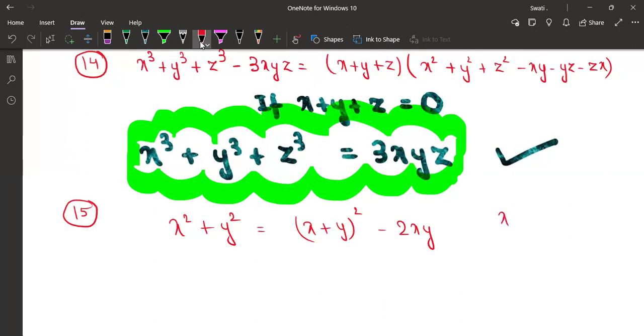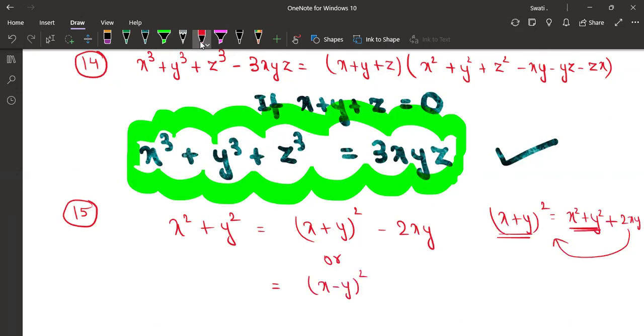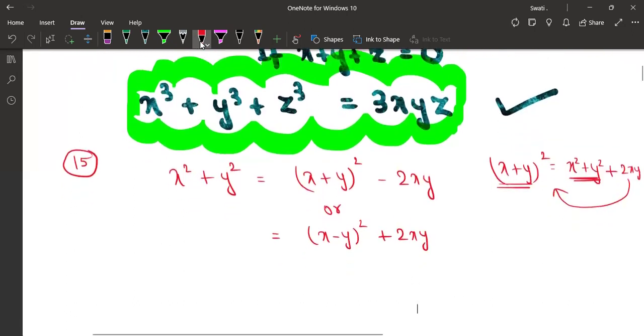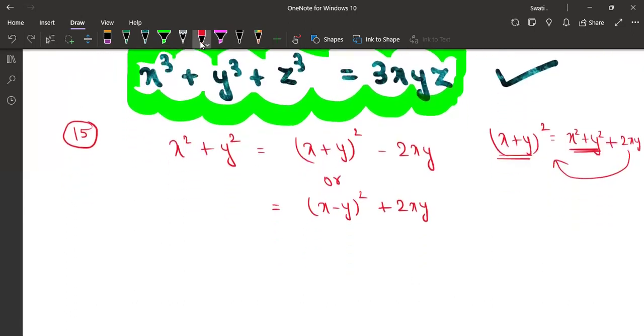That was nothing but x plus y whole square. So x plus y whole square is x square plus y square plus 2xy, right? So from here you can see that x square plus y square is x plus y whole square minus 2xy. So from this only I have got this. Or there can be one more formula, which is x minus y whole square plus 2xy. This is the shifting of the second formula, which was x minus y whole square.